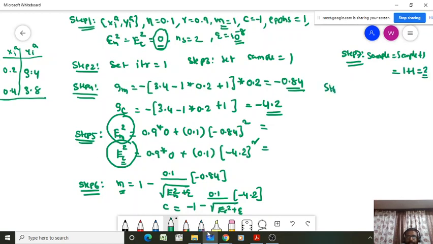Now in step 8, you have to check whether the number of samples is covered or not. So if sample count is less than or equal to ns, the number of samples, check. Your sample count is 2 and the number of samples is also 2. So it's true. If it is true, then you go again to step 4. Once you go again to step 4, what will be here?